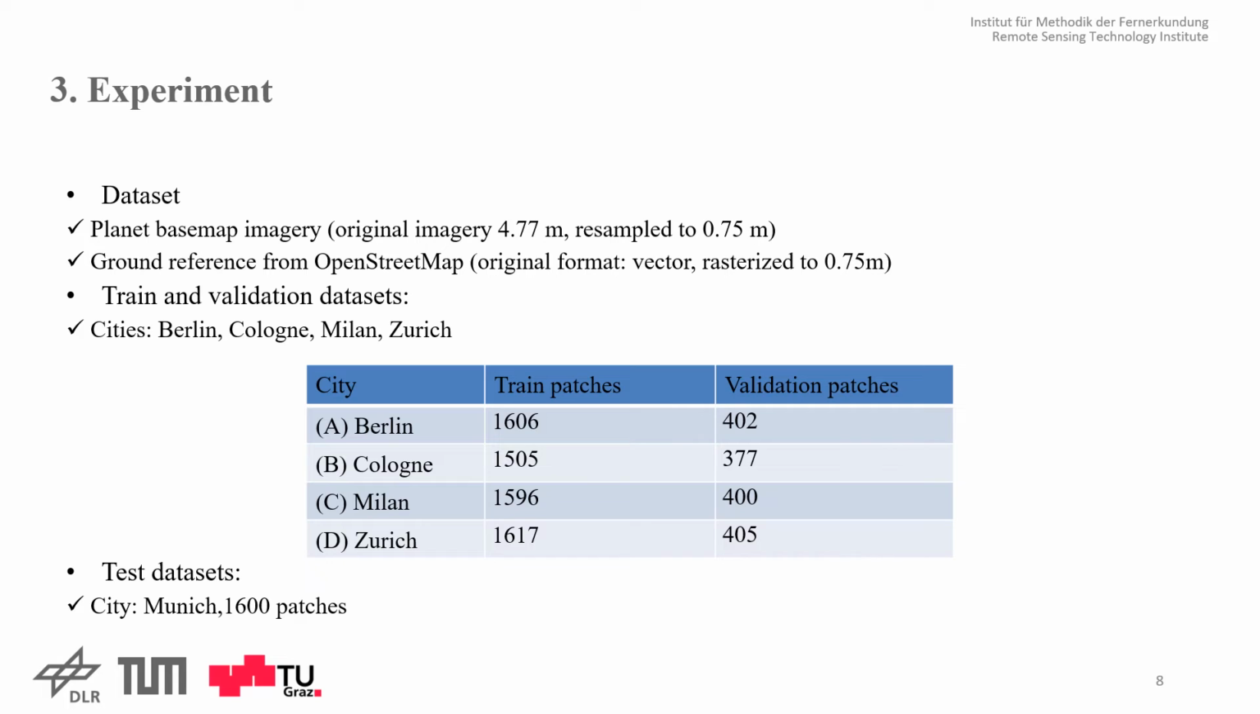The number of training and validation patches covering four European cities are shown in this table, including Berlin, Cologne, Milan, and Zurich. And for the test, we select 1,600 patches from Munich.